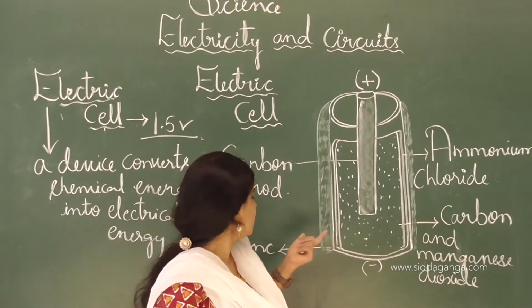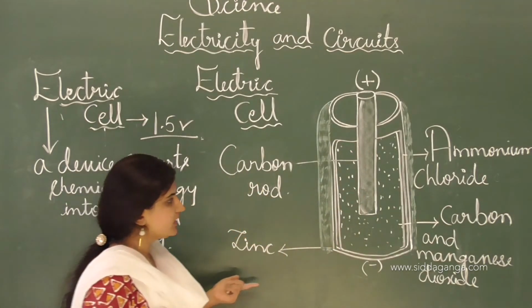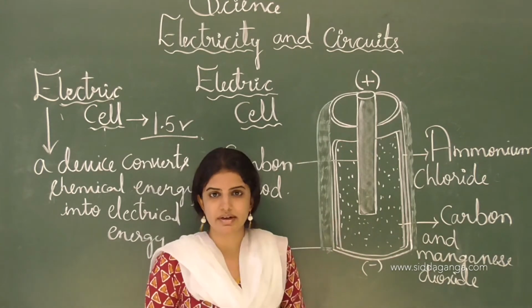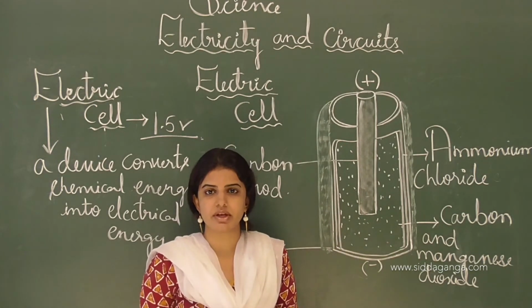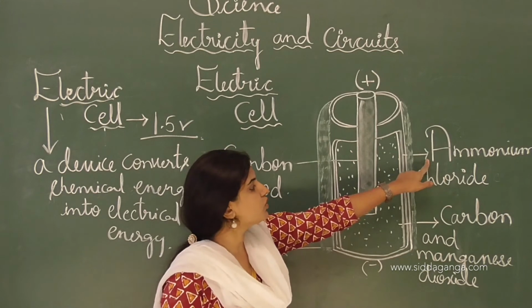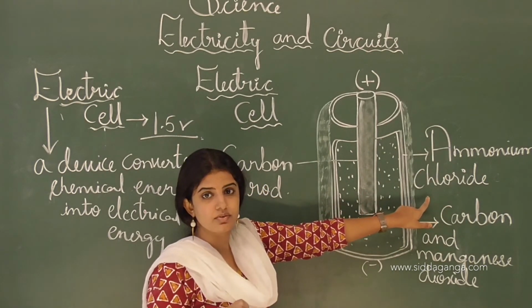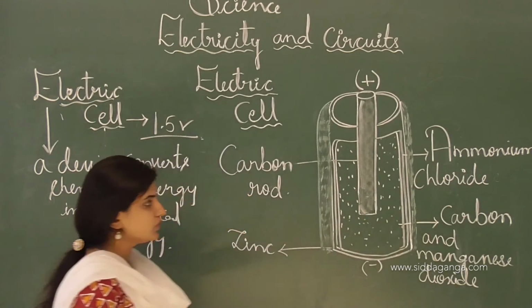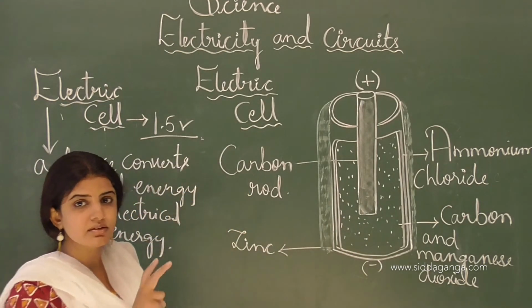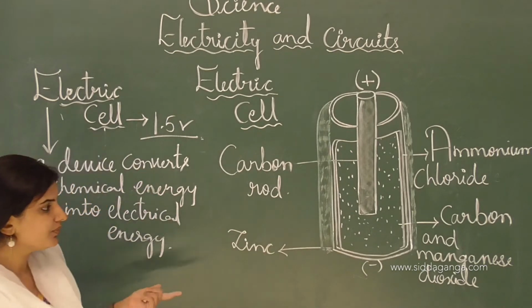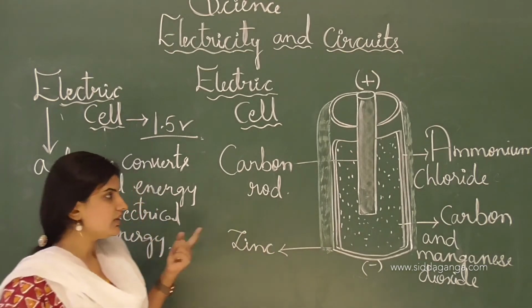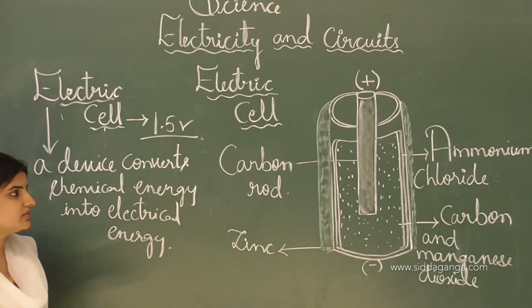And here the zinc container will be present, and outside, the dry cell is sealed so that the ammonium chloride will not overflow or dry up. That's why they seal the outer surface of the dry cell. See, this is the structure of the electric cell.